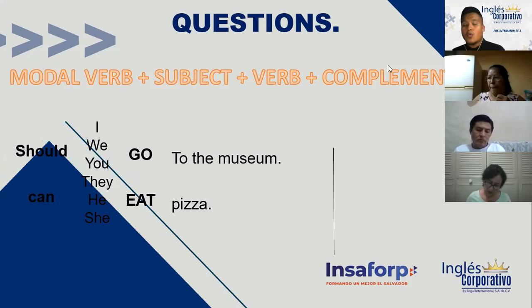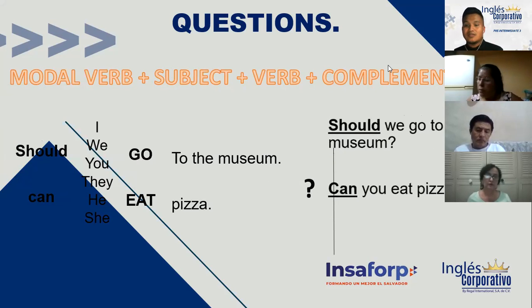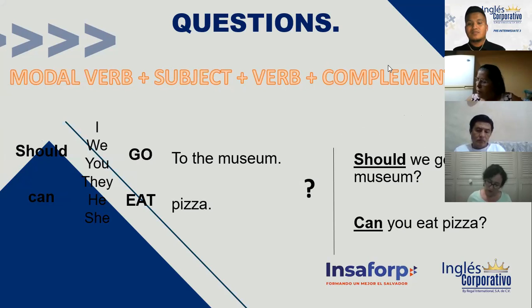So what would be the result of following this structure? Oh, and obviously the question mark, right? This is going to be the result, and it will be, should we go to the museum? Should we go to the museum? Or next one, can you eat pizza? Can you eat pizza?